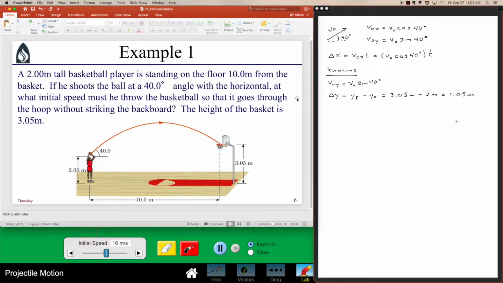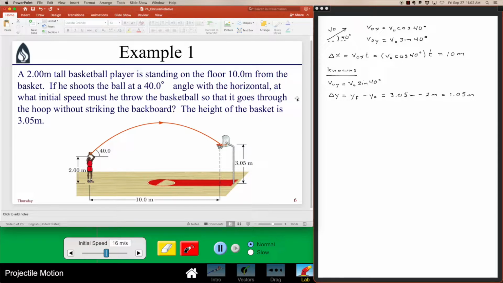Oh, but I remembered one thing I forgot to write down about the motion in the x direction, and that is that in this case, I actually know what delta x is. I know that it's equal to 10 meters. So I do know that 10 meters is equal to V0 cosine 40 times time.